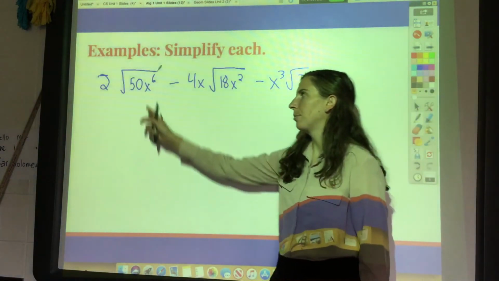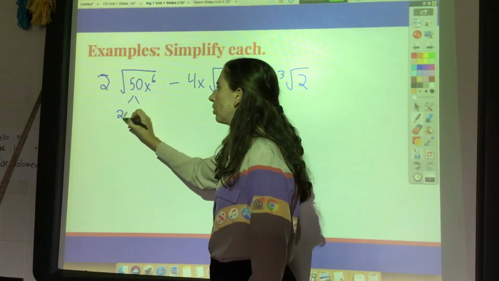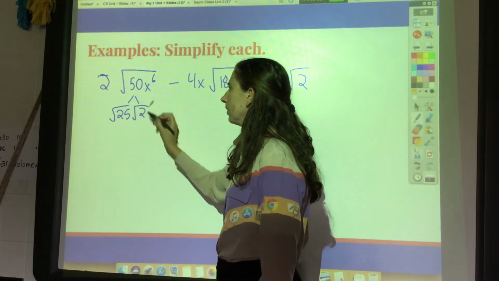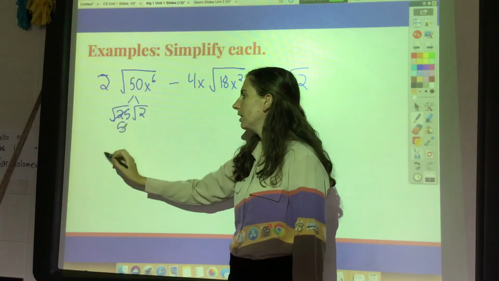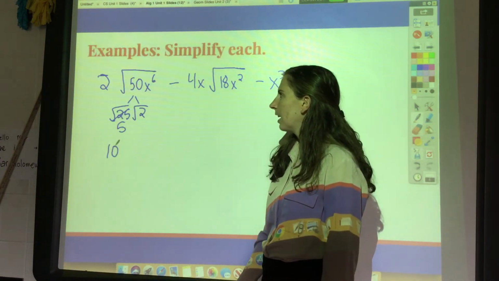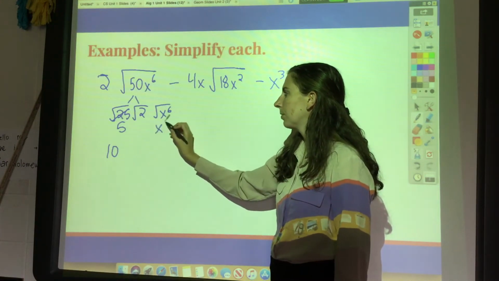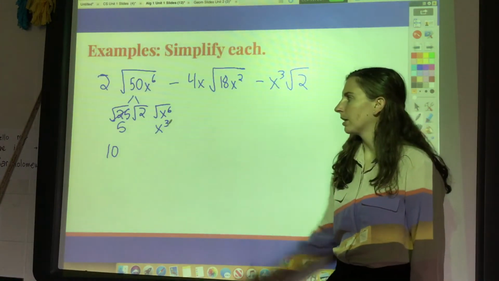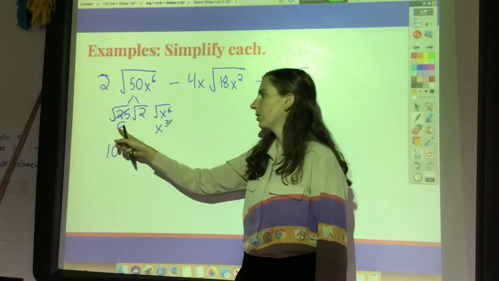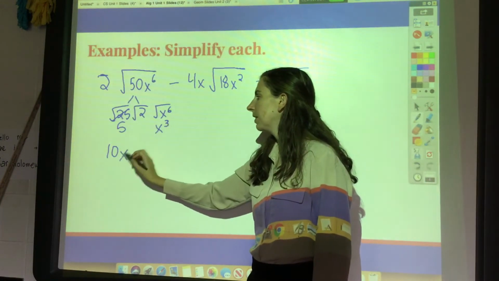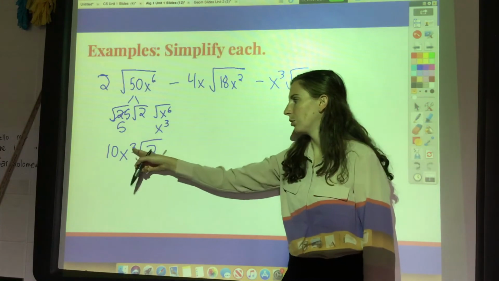So in this case, I might try breaking down some of these radicals. Like 50 splits into 25 and 2. And the square root of 25 is 5. 5 times 2 is 10. And the square root of x to the 6th is x cubed, because x cubed times x cubed gives you x to the 6th. So ultimately, that leaves me with 2 times 5, which is 10, times x cubed, times square root of 2. That was an x cubed, not a 3 here, sorry.